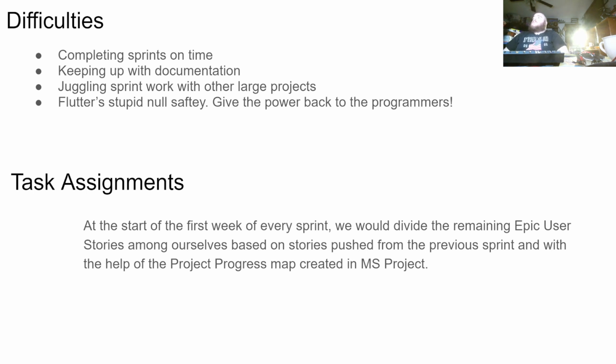Okay, so jokes aside, for the task assignments, at the start of the first week of every sprint, usually the Thursdays are our meeting. So the first Thursday of each sprint, we would divide the remaining user stories and epics among each of us based on what we'd pushed from previous sprints. And again, the project progress map that we made in MS Project really helped. We were able to have a good representation of how our last few weeks would go.